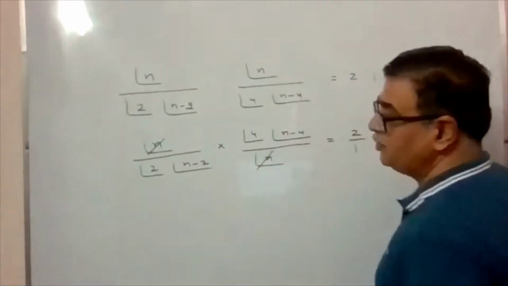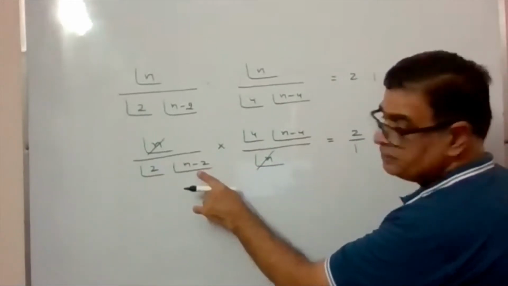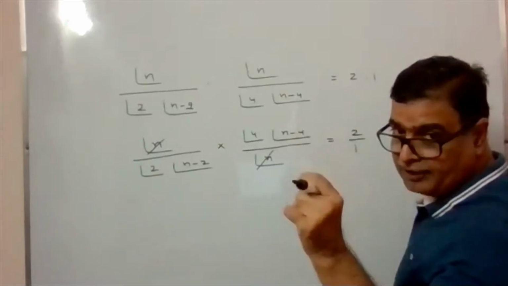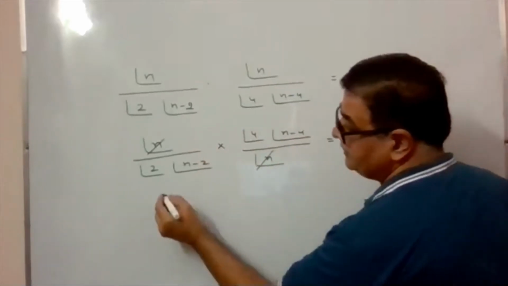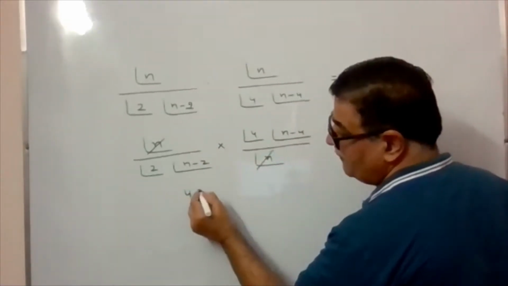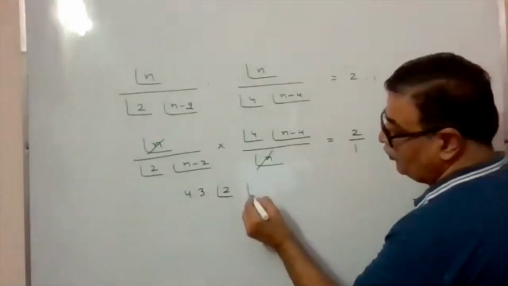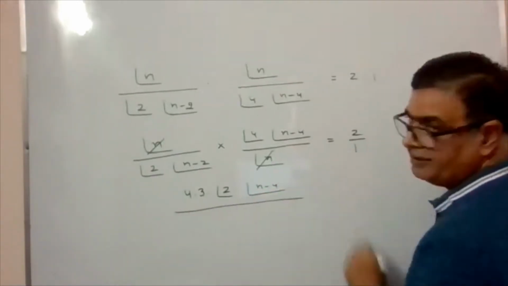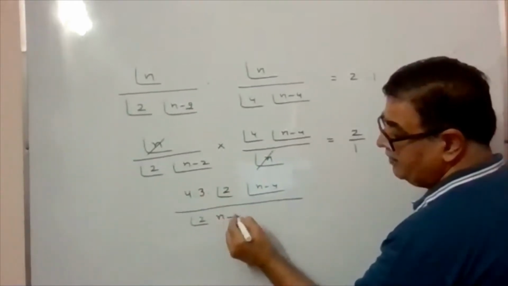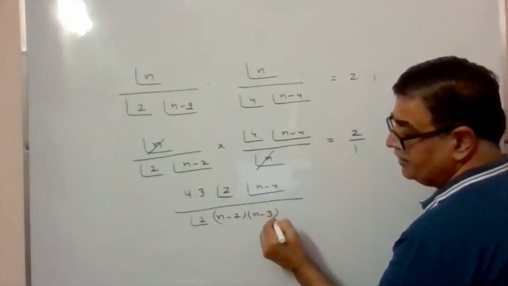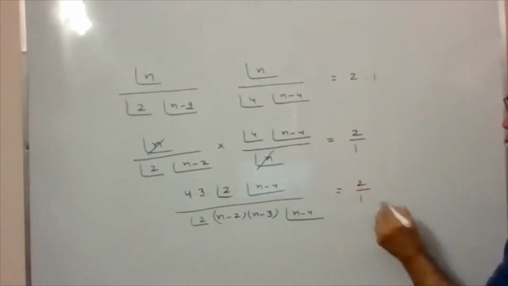Factorial n clearly gets cancelled out. Factorial 4 is bigger than factorial 2, and n minus 2 is bigger than n minus 4. So whatever the smaller factorial, you keep as it is, and whatever the greater factorial, you should open till you get the smaller one. That means this way: factorial 4, I'll write 4, 3, factorial 2. N minus 4 remains as it is, divided by factorial 2 again as it is. N minus 2, when I open it, will be n minus 2, n minus 3 and then factorial n minus 4. That is coming as 2/1.